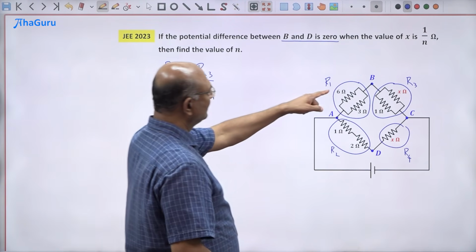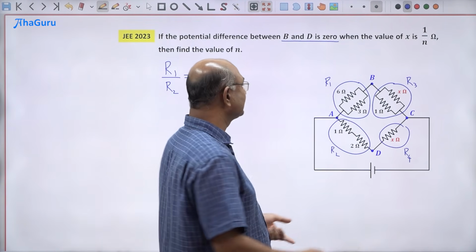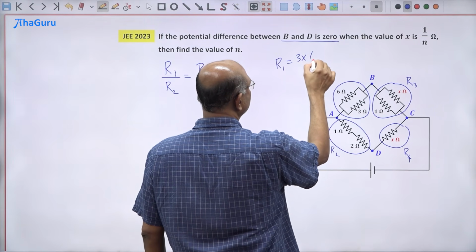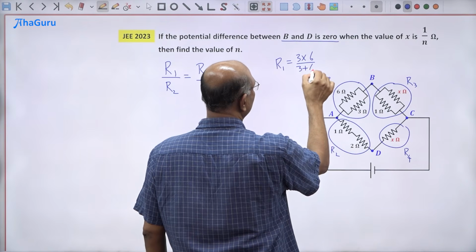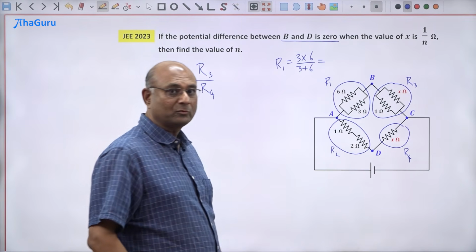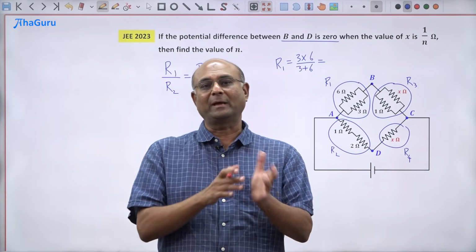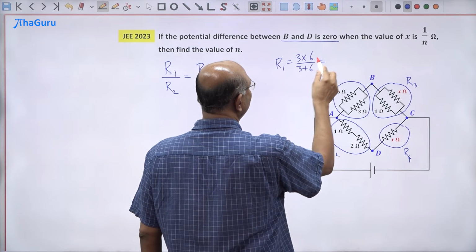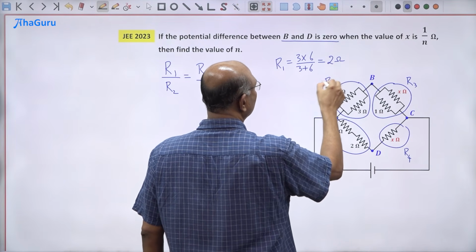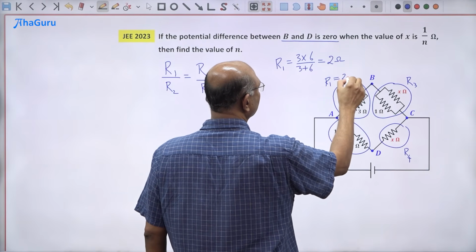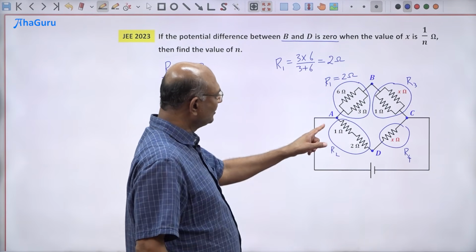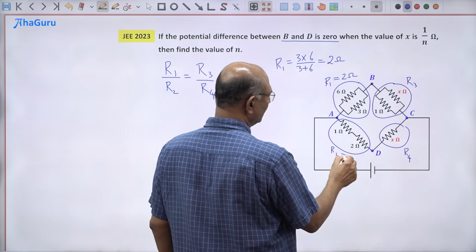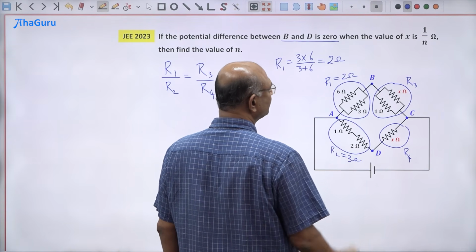Now what is R1? R1 is 3 parallel 6. So that is easy to calculate. R1 is 3 into 6 by 3 plus 6. Always remember, for two resistors in parallel, R1 R2 by R1 plus R2. That formula is easier to use. So this is 18 by 9, so that is 2 ohms. So R1 is 2 ohms. What about R2? That is very, very easy, series. 1 plus 2, 3. So this is 3 ohms.